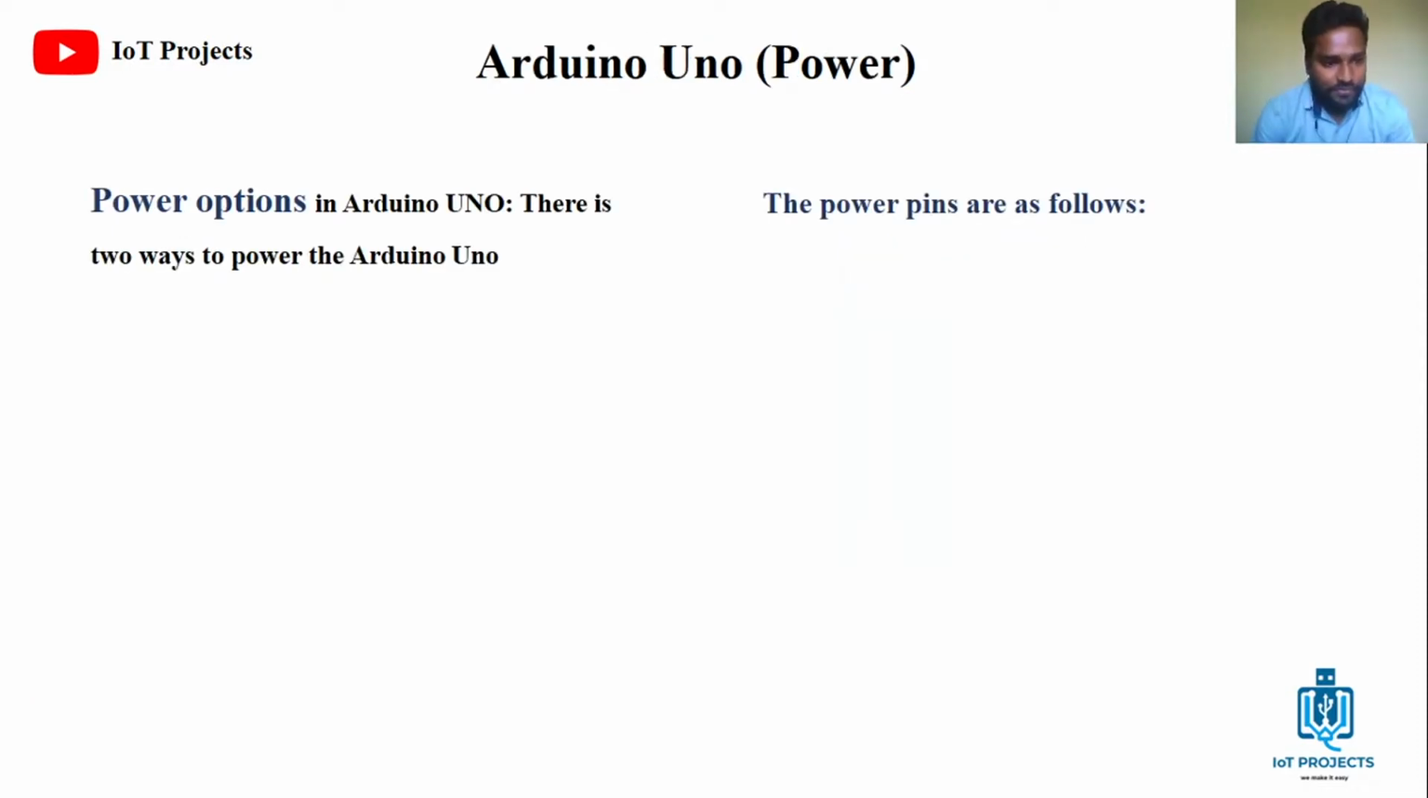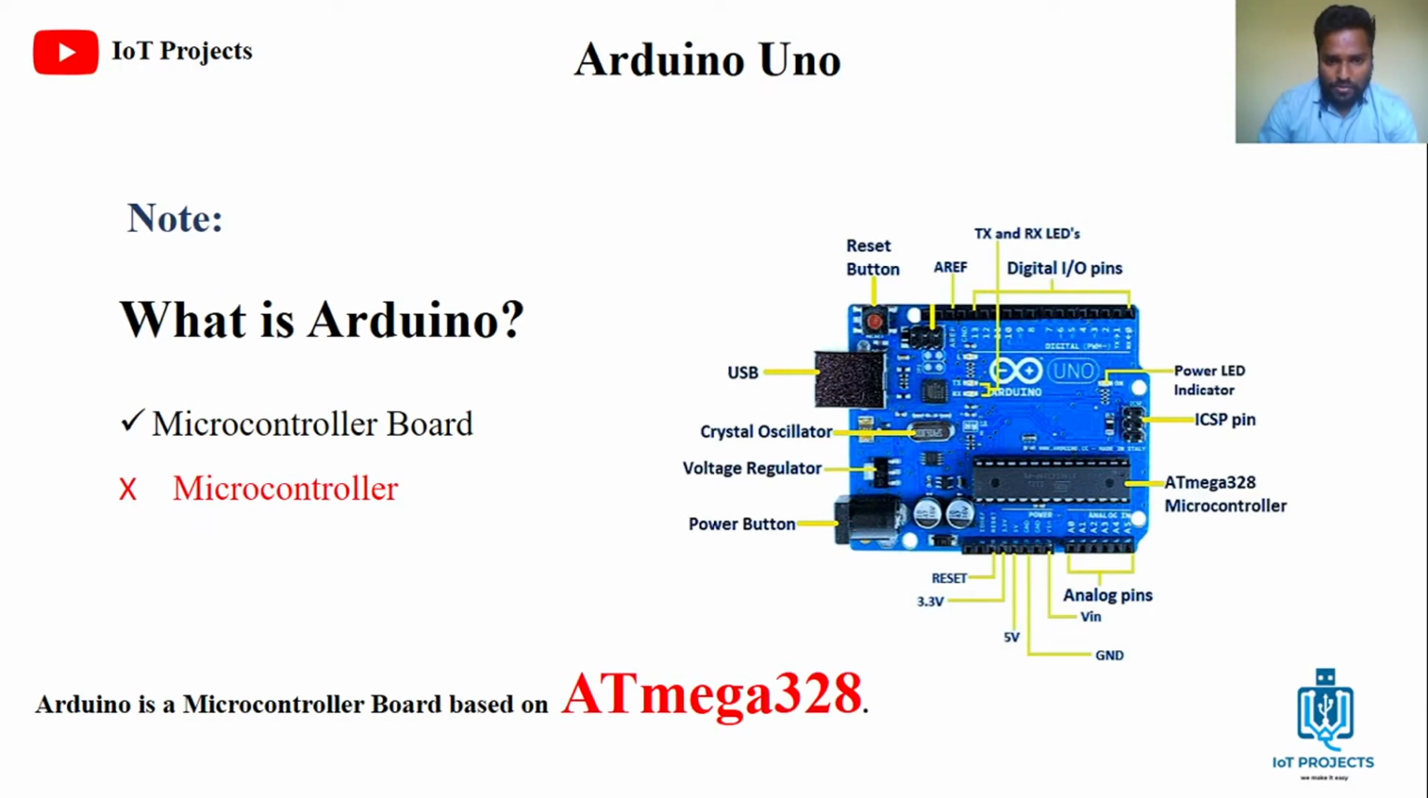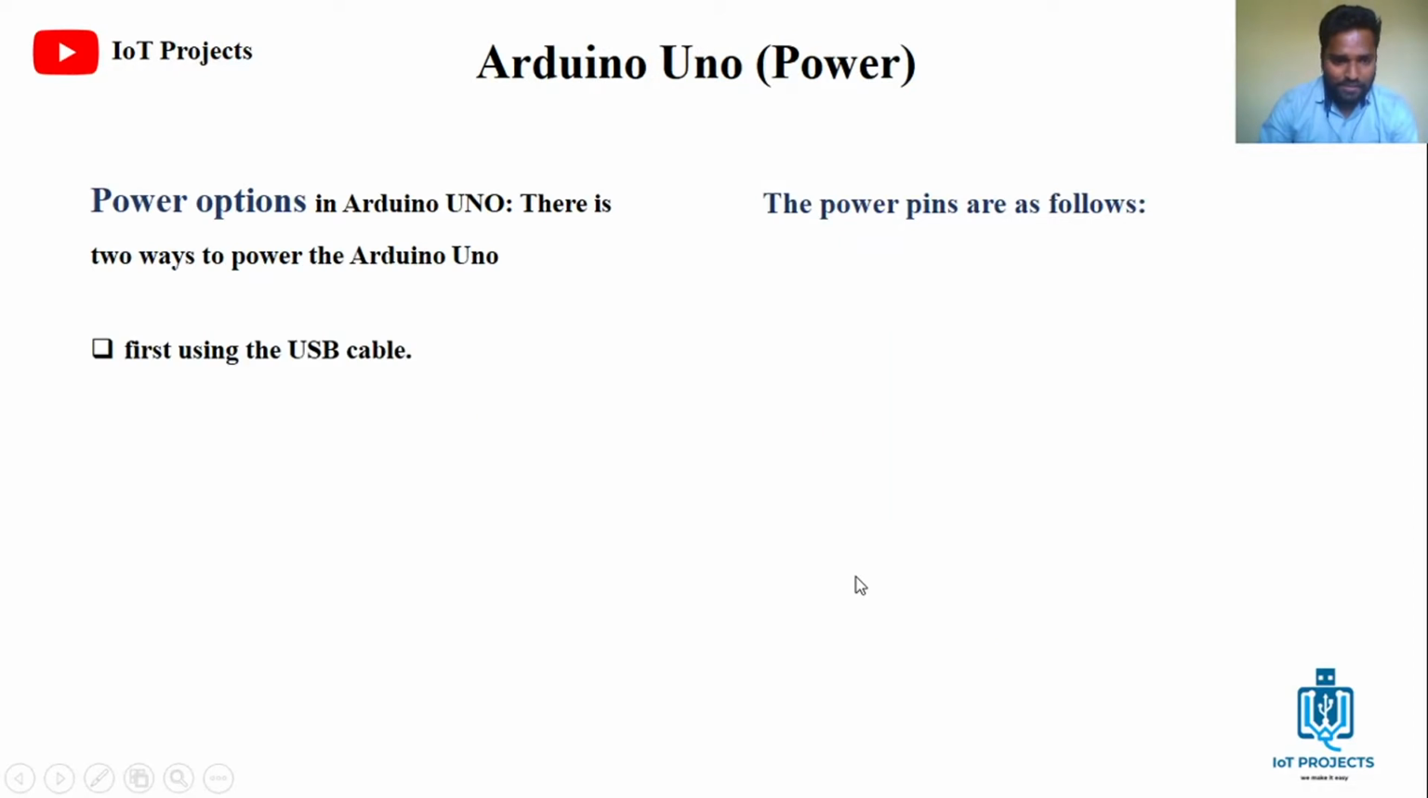Okay, so power options of Arduino, there are mainly two types. The first is using the USB cable, and the second is using an external power supply. This external power supply can be an AC to DC adapter or a battery. An AC to DC adapter, just like our phone charger, is that type of power input available in Arduino, and we can also use a battery. The battery connects to this jack, as I have told you, from here you can put the batteries.